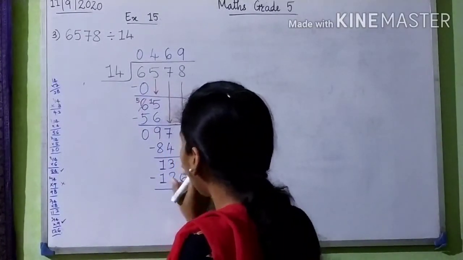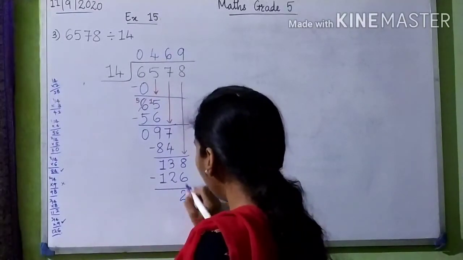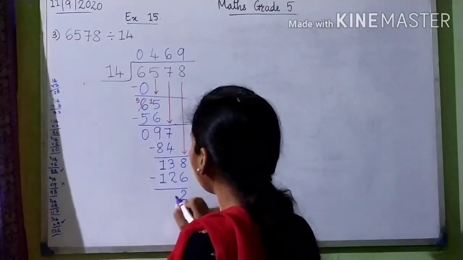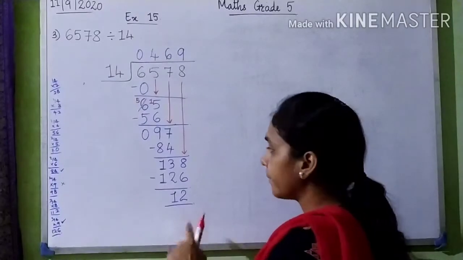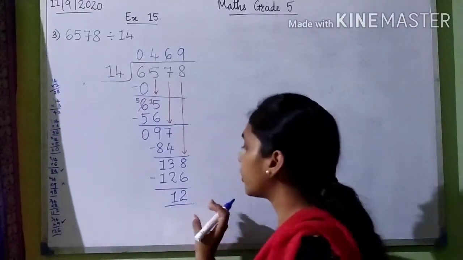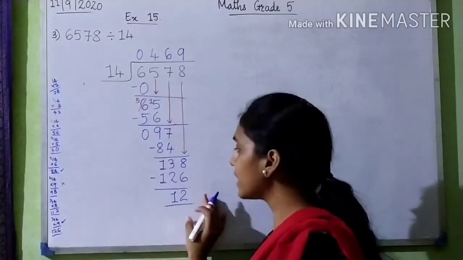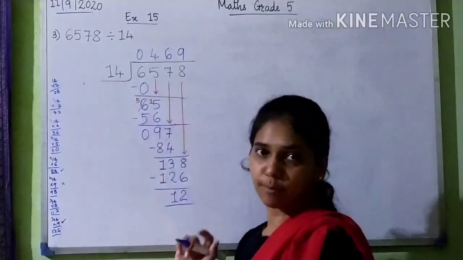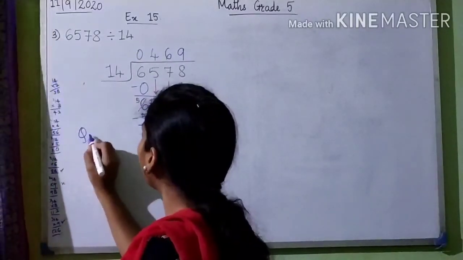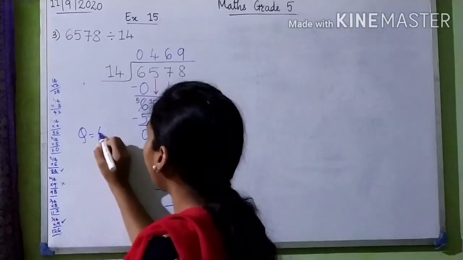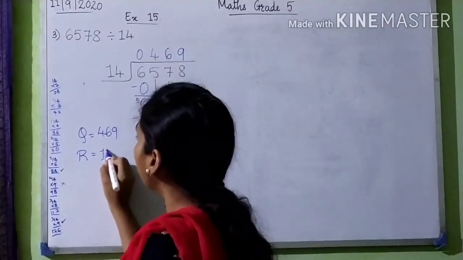Now I have to subtract this. 8 minus 6 is 2, and 3 minus 2 is 1. So what is the remainder? 12. Always remember that your remainder should not be greater than this number. It always comes lesser than the given number. So we have got the quotient as 469. The quotient is 469 and the remainder is 12.